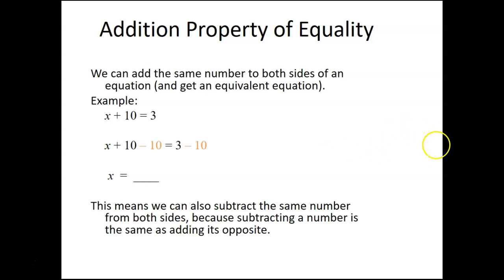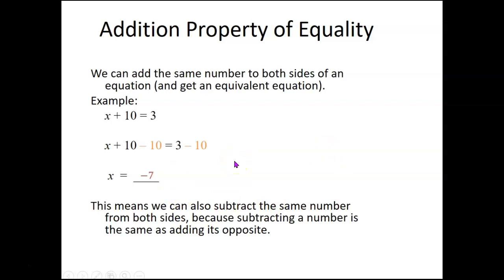We know we are allowed to add the same number to both sides of an equation. If the two sides were equal before and we add the same thing to both sides, they're going to be just as equal as they used to be. So we could start out with x plus 10 equals 3. We could add negative 10 to both sides. And then over here, x plus 10 plus negative 10 is just x. And over here, 3 plus negative 10 is negative 7. So that gives us our solution. x has to equal negative 7.